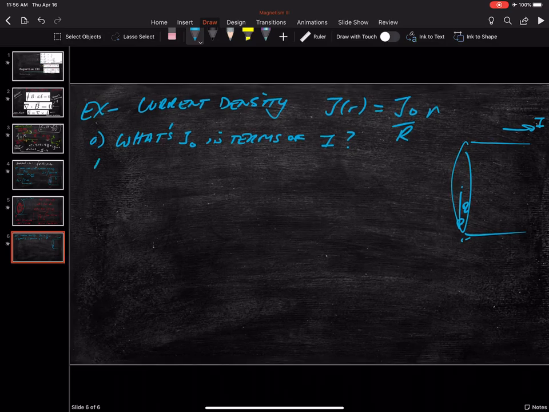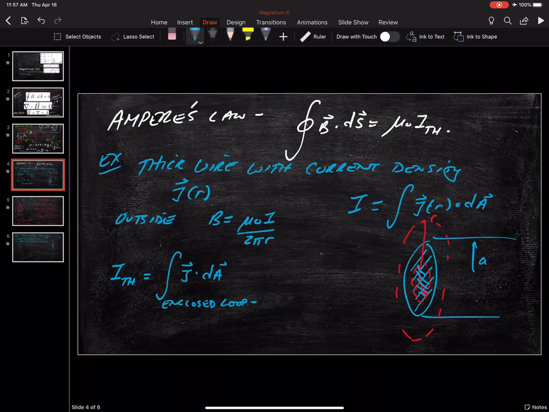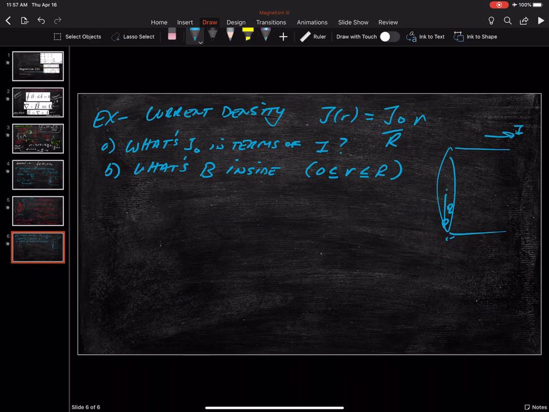And then B, what's B inside? In other words, for regions from 0 out to R. I'm not going to ask what's B outside because I already know that. B outside is just this. So how do I figure it out?